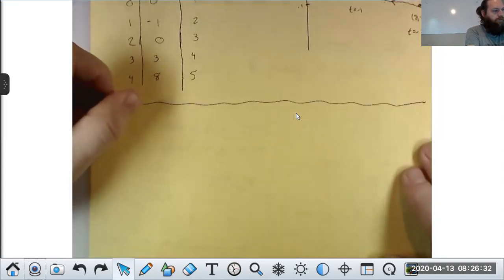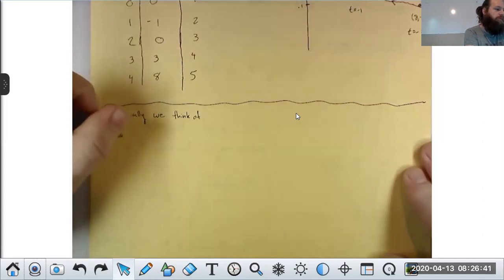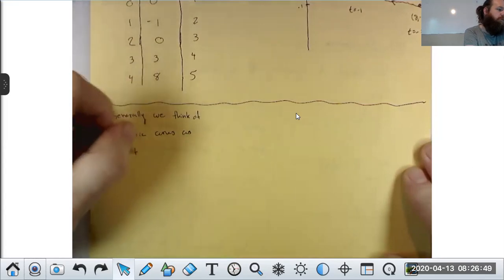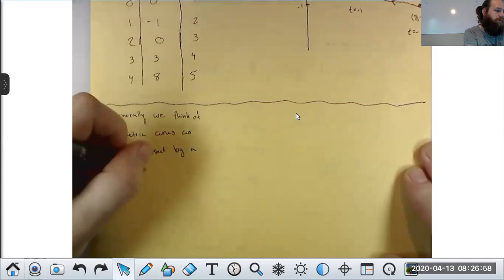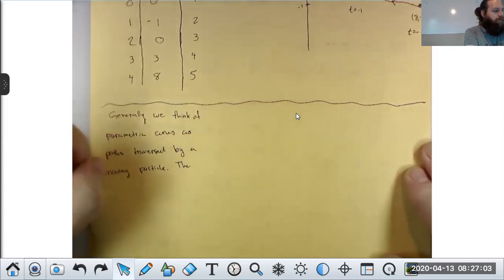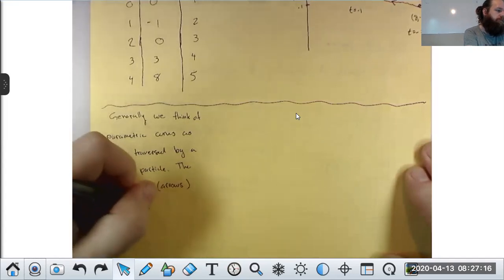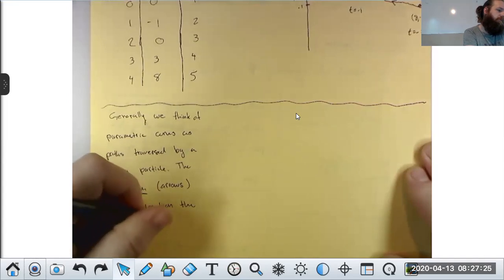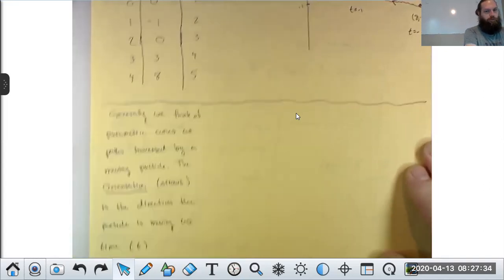So generally, we think of parametric curves as paths traveled or traversed by a moving particle. The orientation, which is indicated by the arrows, is the direction the particle is moving as time increases. Time, remember, is the thing that we think of the variable t as representing.